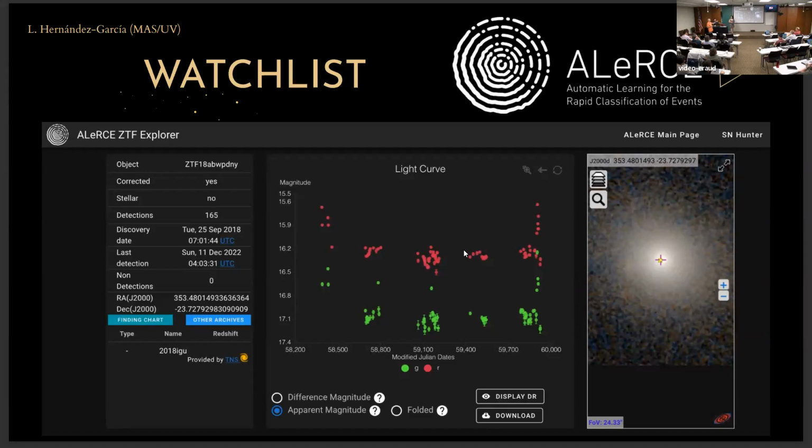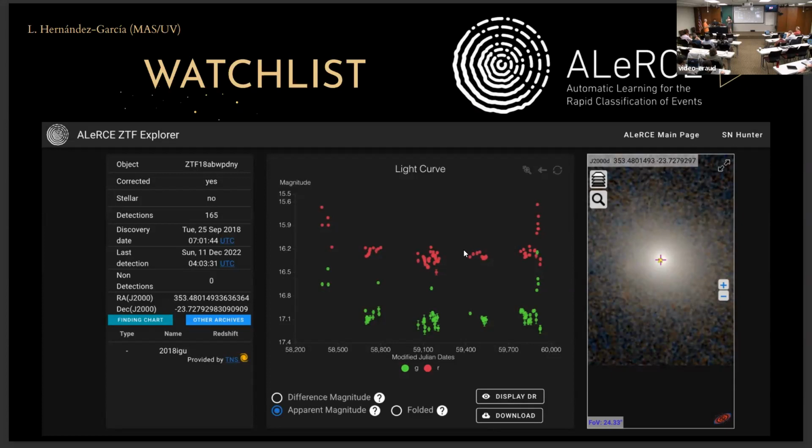While you have this slide up, can I ask, if you have an object on an ALeRCE watch list, do you get notified every time there's an observation, or just every time there's a significant change in its brightness? Right now we get notified every time there is a new alert. In ALeRCE we are thinking of adding filters and this kind of thing, because that would be very useful.